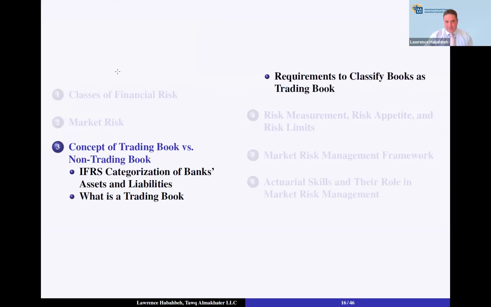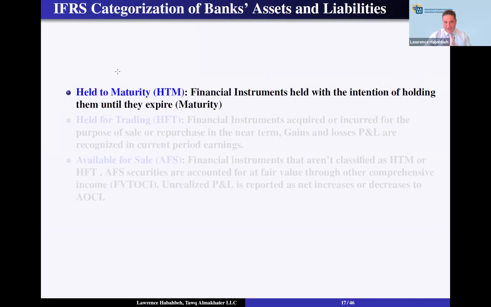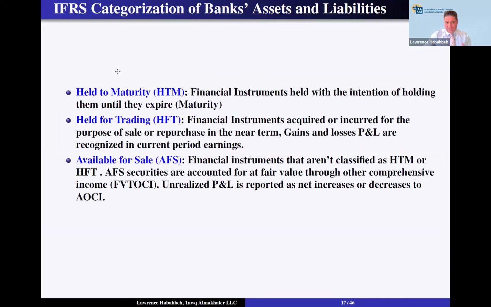To label an instrument or a trade as a trading book asset versus a non-trading book asset, we have to understand what it means to hold an asset to maturity, or to hold it for trading or available for sale. So under the IFRS sort of definitions, an asset that is held to maturity means that you hold this particular asset.